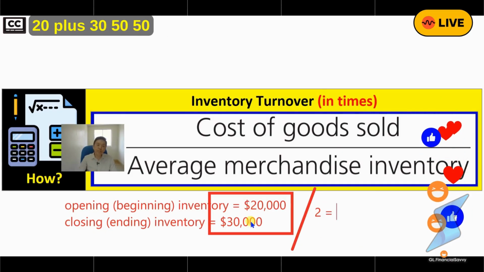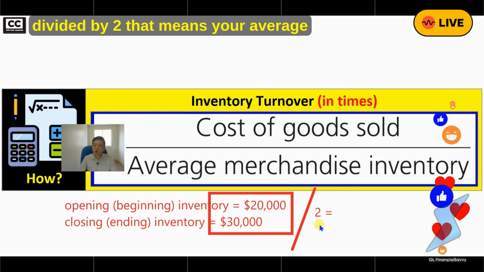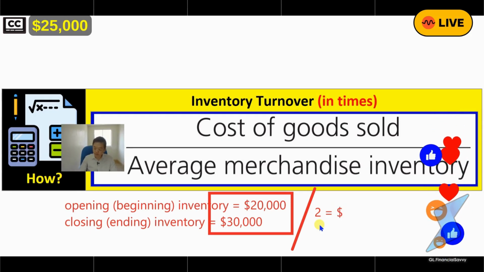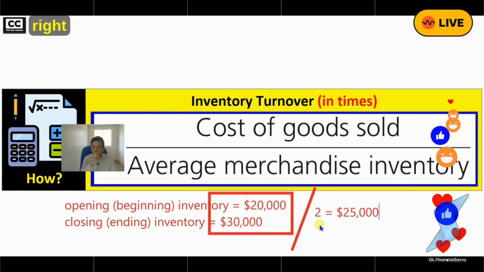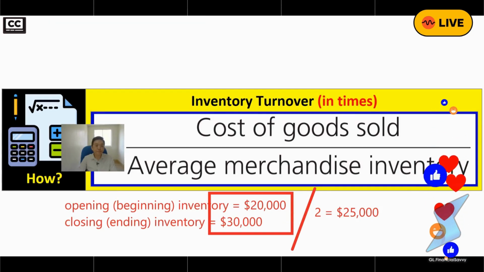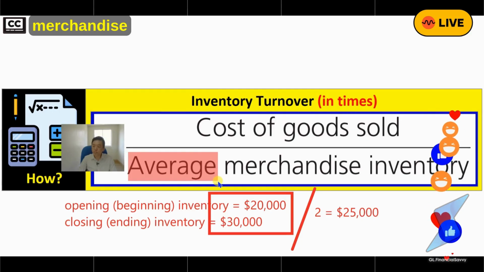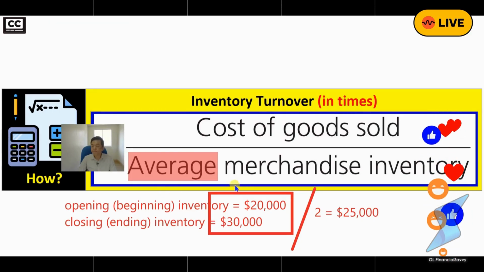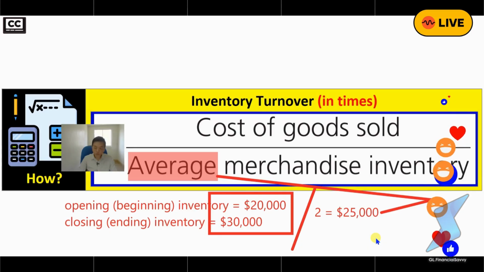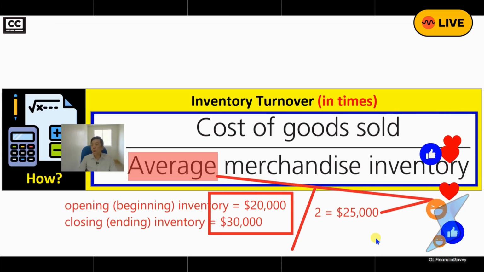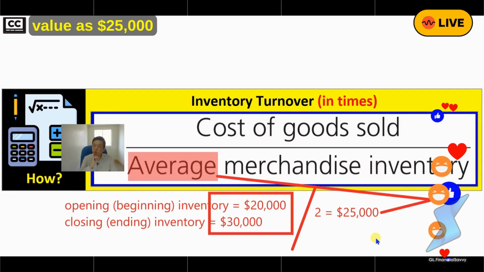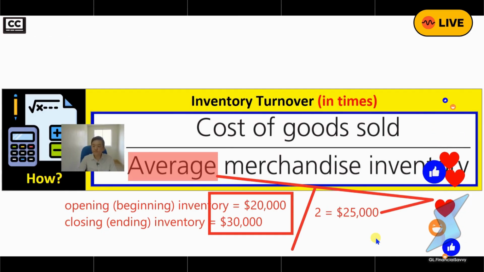So 20 plus 30 is 50. 50 divided by 2 means your average inventory is equivalent to 25,000, right? So this is your average merchandise inventory. You get this figure, 25,000. Average merchandise inventory, that value is 25,000. Simple.